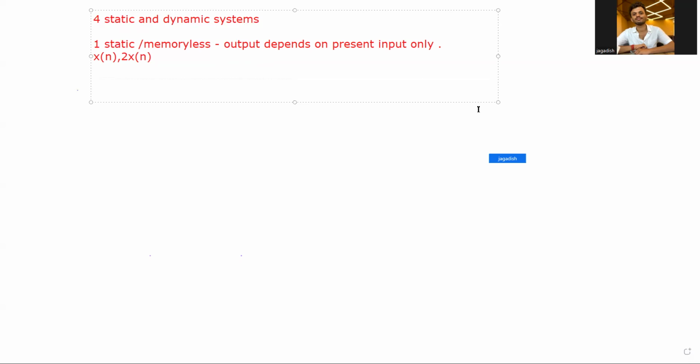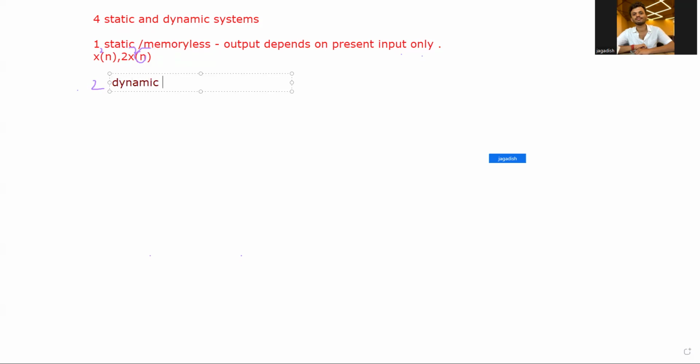Next, here you can have different powers too. x square plus n is also present only. x square, 2x square, 2x cube, but you should not have any operations involved in the system. The second one will be your dynamic or non-memoryless system.